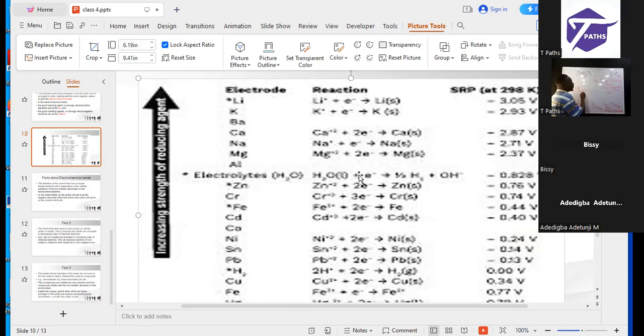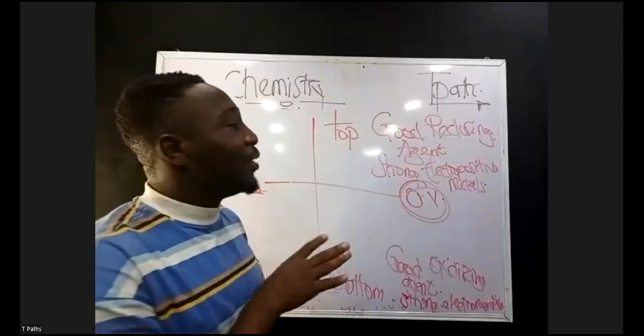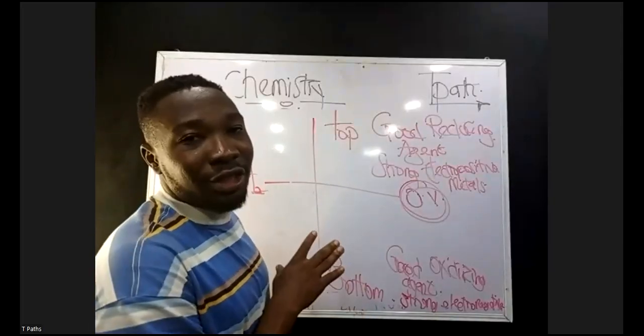The H2 has 0 volt, rather, as the standard potential. And I can recall that in the last class I talked about this. Hydrogen has 0 volts as the standard potential. Why? Because it is the reference of all other metals in this series. All other metals get their standard potential based on hydrogen being their reference. So hydrogen is the reference in this electrochemical series.